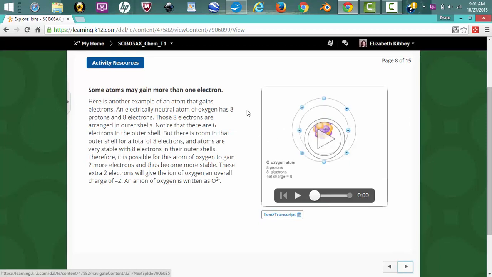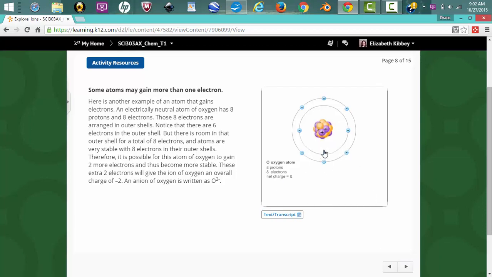Some atoms gain more than 1 electron. So looking at this oxygen atom, we have 8 protons and 8 electrons with a neutral net charge of 0. So now, watch the animation. Now that 2 electrons have been added, there are 8 protons and 10 electrons. The net charge equals 2-, because there are 2 more electrons present than protons.